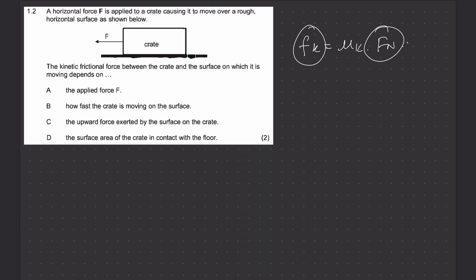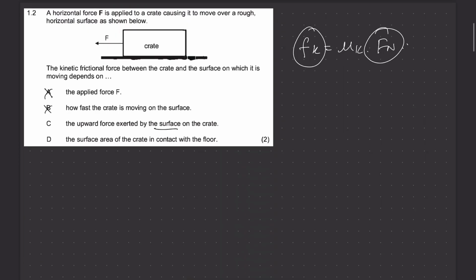So let's see which option that's going to match with. So A, the applied force, that's out. How fast the crate is moving? Nope. The upward force exerted by the surface on the crate. So they just worded it differently here. This is describing normal force. So C is our answer.